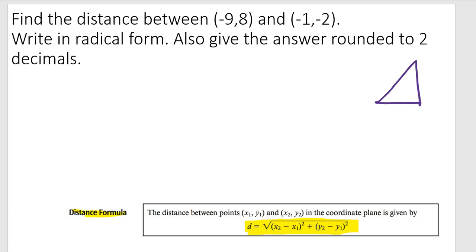We know that if we have a right triangle and we have sides A and B, then A squared plus B squared is equal to C squared, where C is the hypotenuse. So if we want to find the distance between 2 points, which would be C, we'll just take the square root.